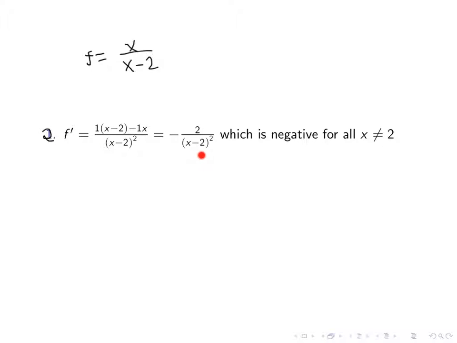Since the bottom is a quantity squared, the bottom can't be negative, so this f prime is negative for all x except for x equals 2. So it's negative for all x not equal to 2. The partition numbers for f prime, remember that's where f prime is 0 or undefined. Well, f prime is never 0 because the numerator is 2, which is not 0, and the f prime is undefined at x equals 2. So that is the single partition number.